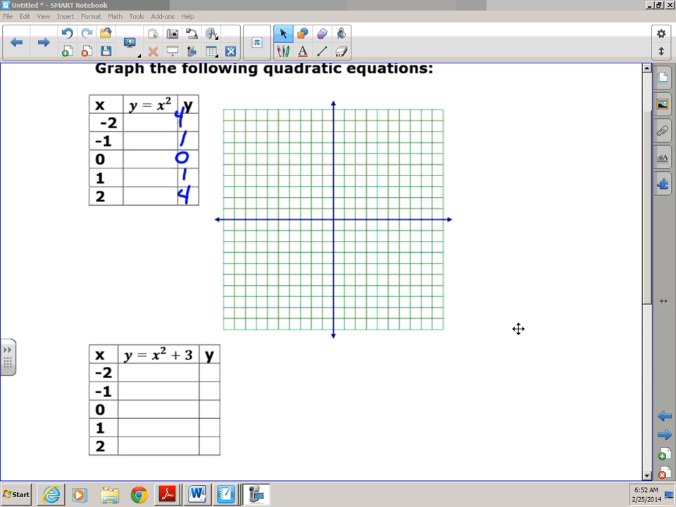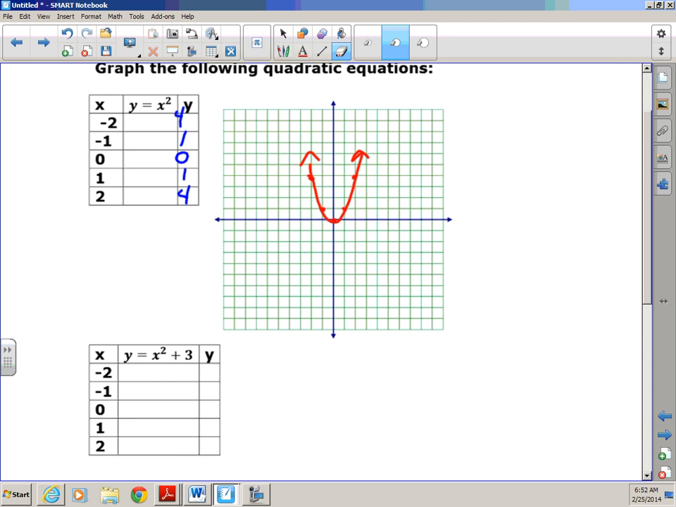So now when I graph using this table of values, at negative 2, I have 4. At negative 1, I have 1. At 0, 0. And what you'll see is I need the repetitive y values so everybody has a matching partner. So you'll see here I have a matching partner on each side. Here I have a matching partner on each side. That gives me the symmetrical look to my parabola.